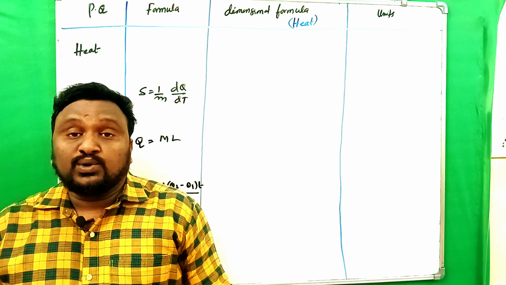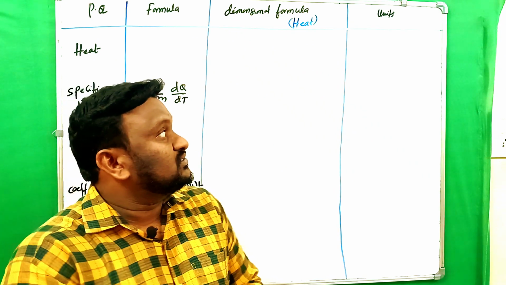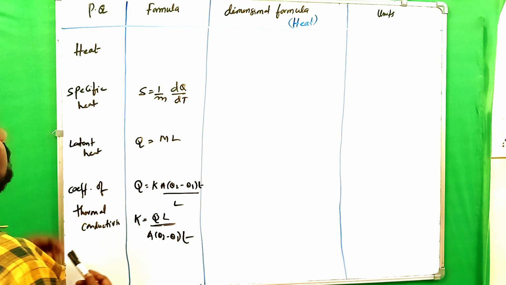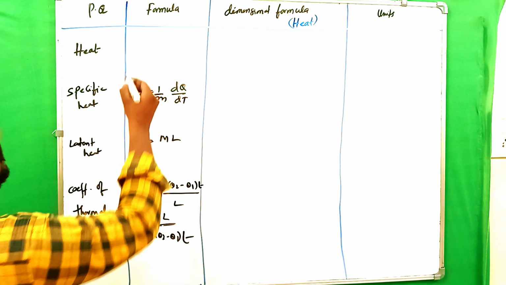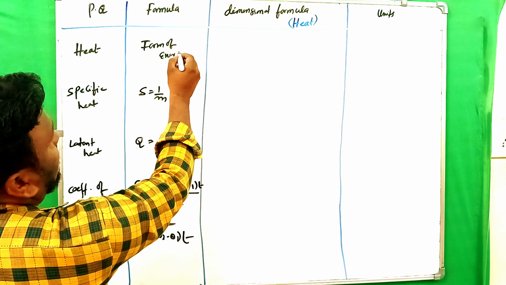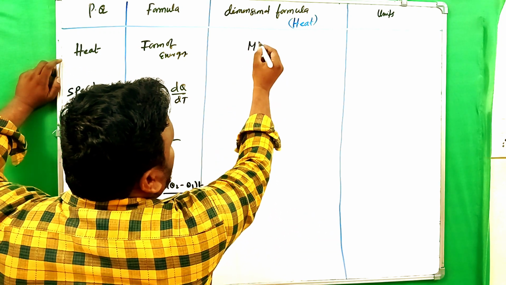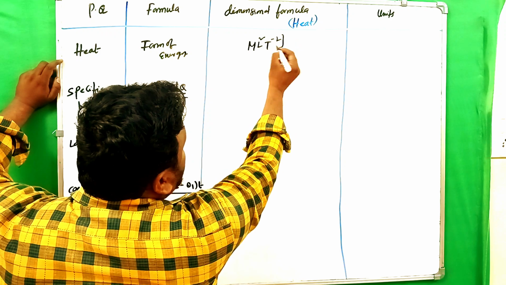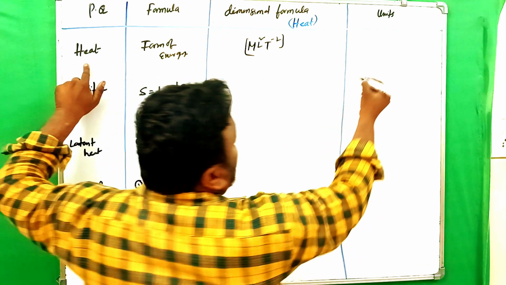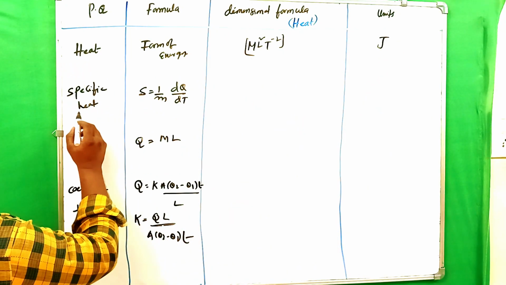Let's see now some of the dimension formulas of heat topics. The first thing is heat, which is a form of energy. So for energy the dimension formula is M L square T inverse 2. M L square T inverse 2 is the dimension formula of heat and the unit is joule.